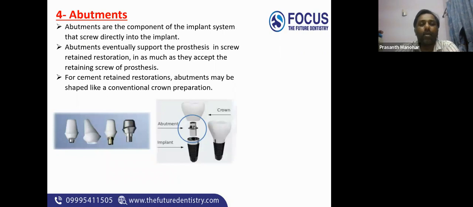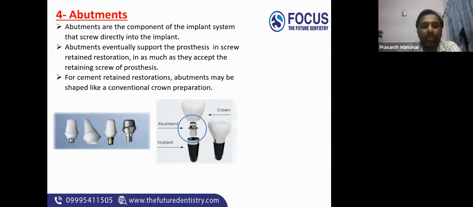Coming to abutment. The definitive abutment is that component that is screwed into the implant which will support the prosthesis. Understood? It can be a cement retained restoration, that is, the abutment is screwed in and over the abutment we will cement the crown, or we will have to screw the prosthesis into the implant. It can be screw retained or cement retained. Understood?